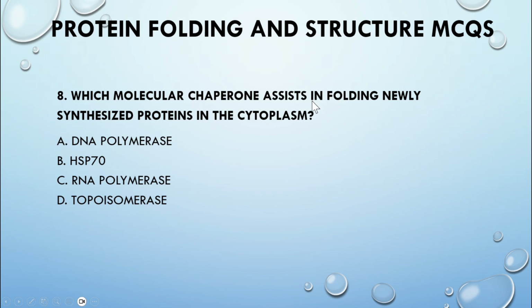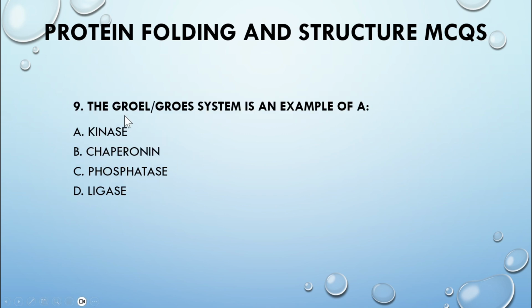Question 8. Which molecular chaperone assists in folding newly synthesized proteins in the cytoplasm? A. DNA polymerase, B. HSP70, C. RNA polymerase, D. topoisomerase. The correct option is B. HSP70. Now, these bind exposed hydrophobic regions of nascent proteins, preventing aggregation during what? During folding. Do not forget.